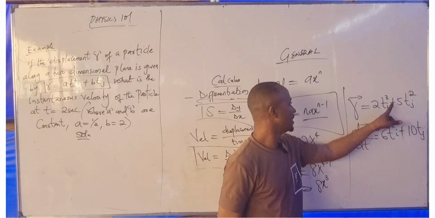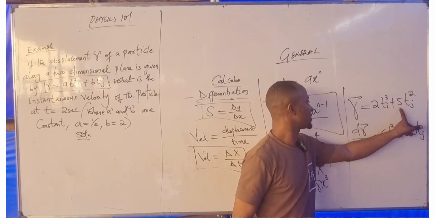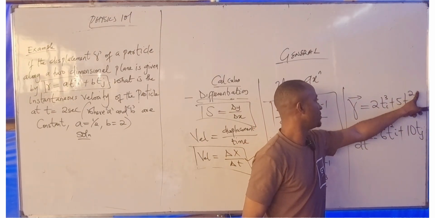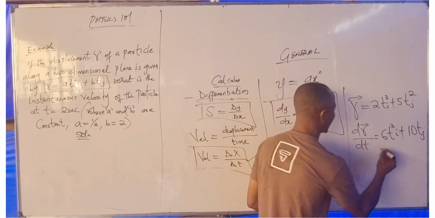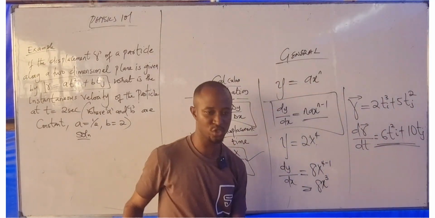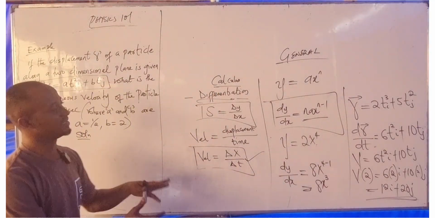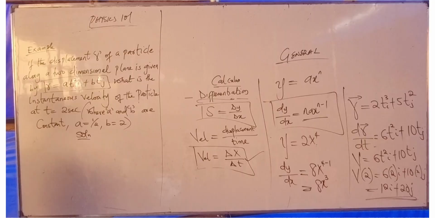I repeat this again. 3 times 2 is 6. 3 minus 1 is 2. 2 times 5 is 10. When you subtract 1 from the power of the two, we have 1. So this is my displacement, and this is my velocity of the motion of the particle. Now let's look at how we can apply this knowledge to solve this example.